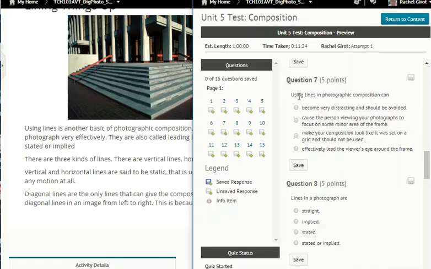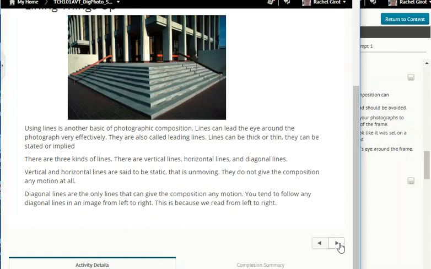Let's see what it says here. Using lines in a photographic composition. All right, we're going to keep on going.